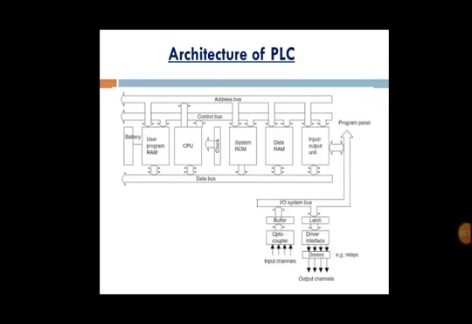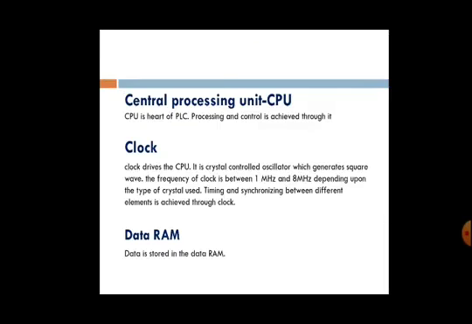This is the architecture of PLC. In the architecture of PLC, there are so many elements which will be used. Address bus, control bus, data bus, battery, user program RAM, CPU, clock, system ROM, data RAM, input output unit, input output system bus, optocoupler, driver interface. So these are some elements of PLC. Now we see each and every element in detail.